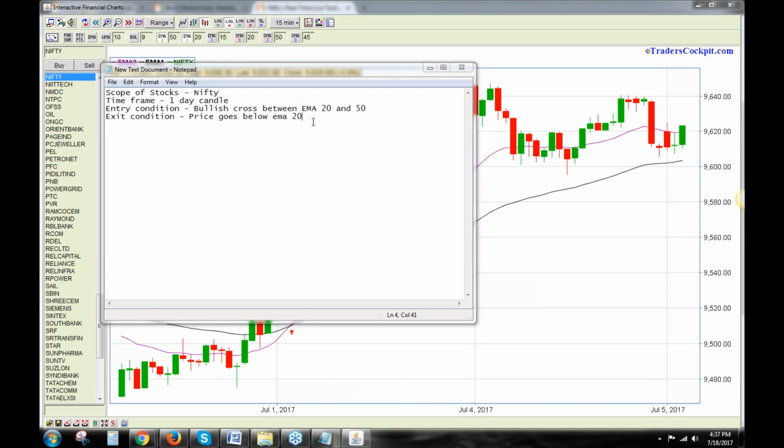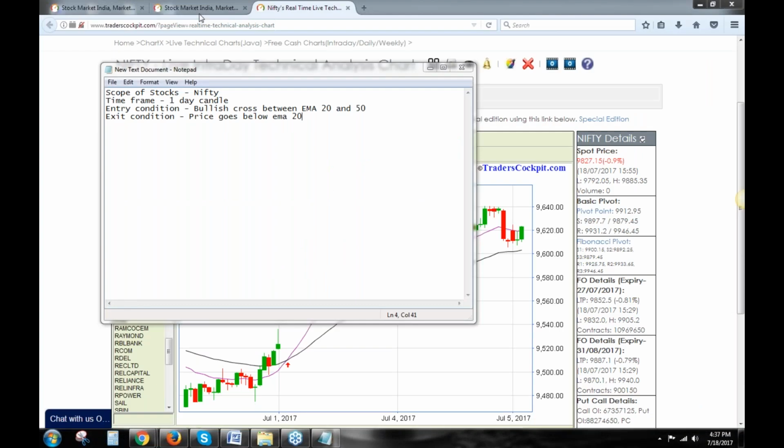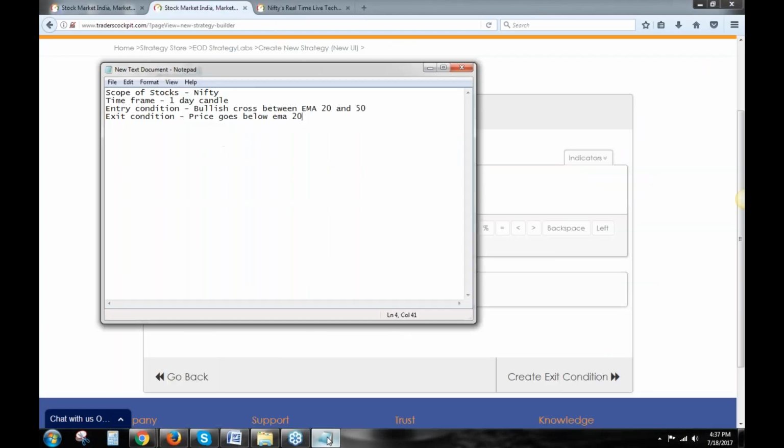For that purpose, the strategy labs, which you see here, is a very user friendly setup. In here you need to convert the language into basic logical operations which could be understood by the machine, by the server. And how the logical operation can be broken down, I'll explain that.